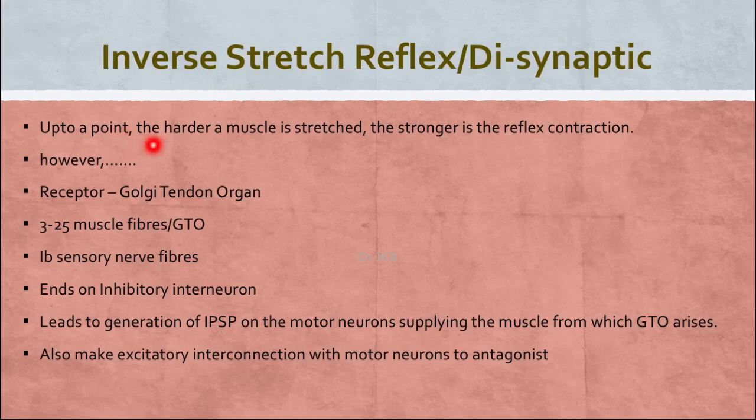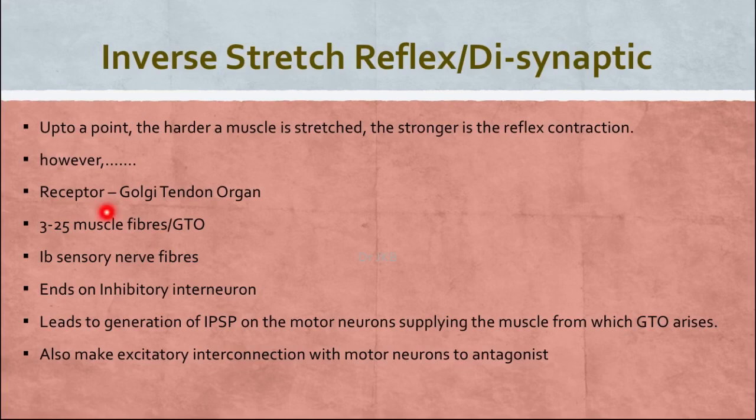So it will keep on increasing up to a certain point. Initially, the harder a muscle is stretched, the stronger is the reflex contraction, but that is possible only up to a certain point. However, after that point, if you keep on increasing the stretch strength, the muscle will relax instead of contracting. And why is it happening? All the things, like who is making it relax instead of contract, are altogether different.